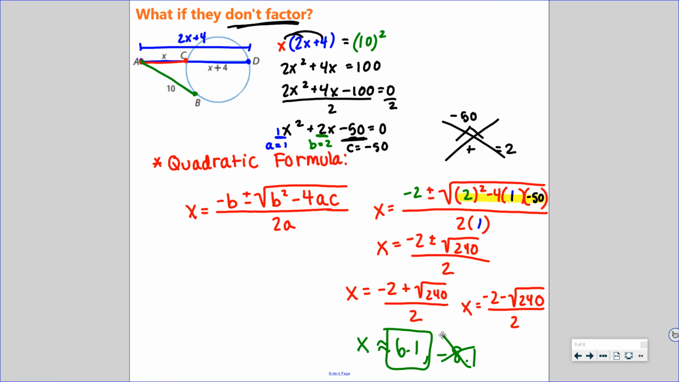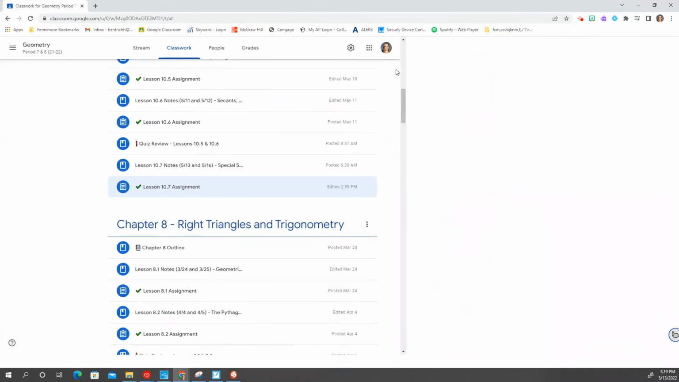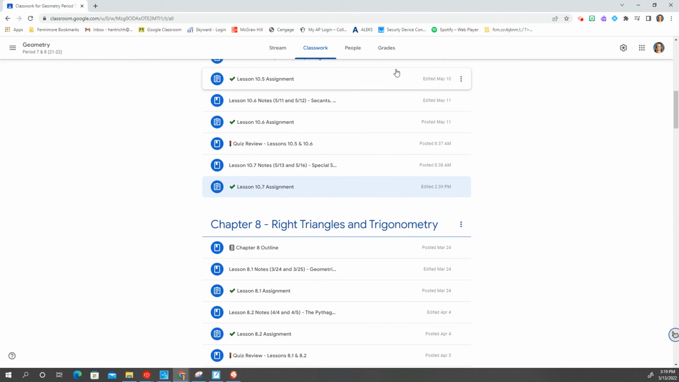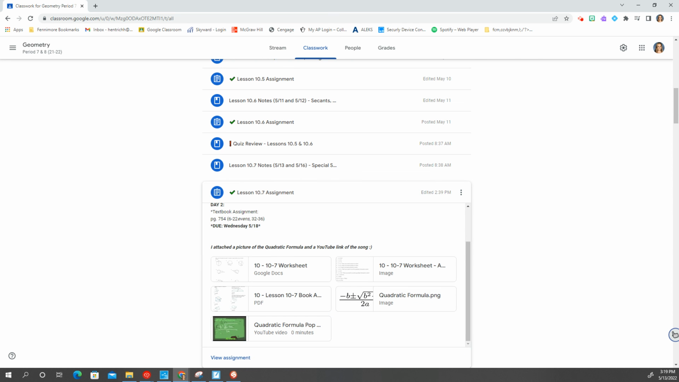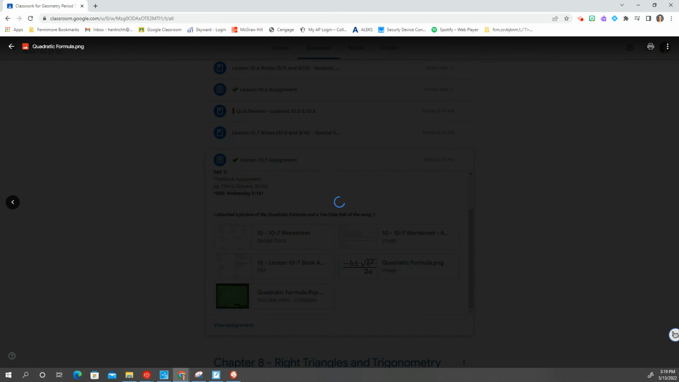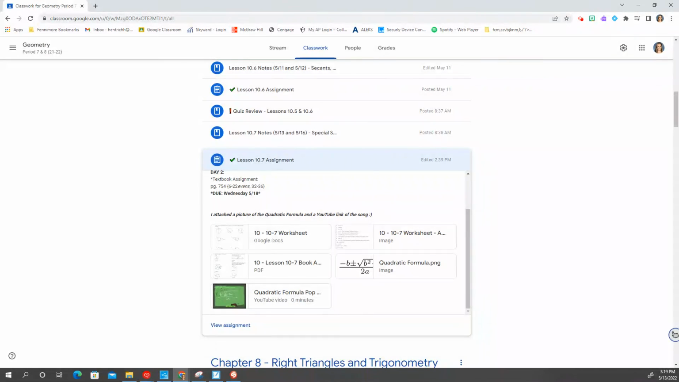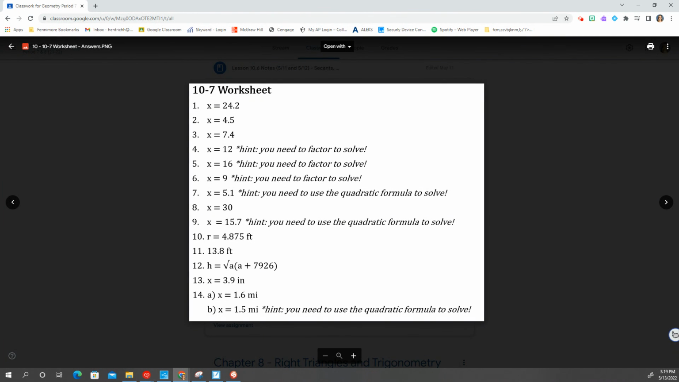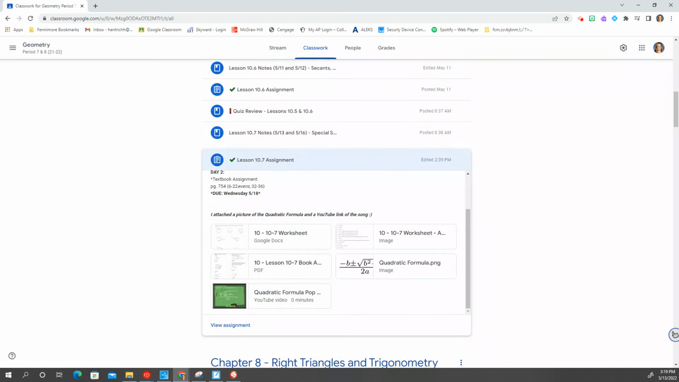All right, as I mentioned, I'll show you one thing quick. On Google Classroom, I put the quadratic formula for you here. I made a note which ones you need to use the quadratic formula for, which ones factor, practice it. Again, if you don't know how to do this, you better get your tush in here. And then if you want to watch the song, it's right here.